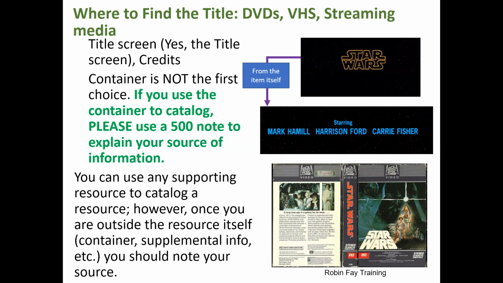It is the title screen. And yes, I know this is painful. I do know this, having done this. It is the title screen and the credits. That's the two places that are considered to be the choices from where you take the title information and the other information you're recording about that resource. Now, of course, we still provide contextual information, subjects and all that kind of stuff, which are not coming from the piece itself, but in terms of the title and those other transcription fields in that transcription list I gave you, those are coming directly from the resource itself.